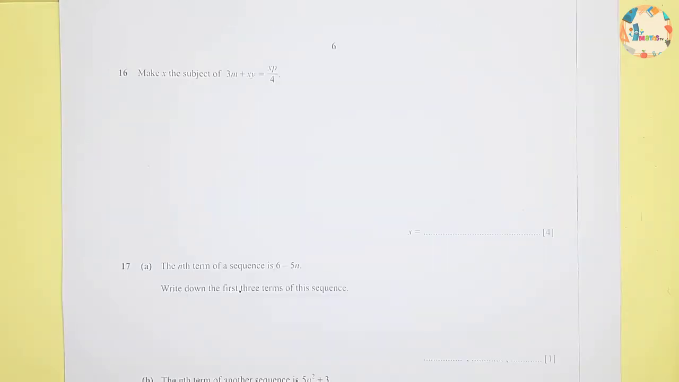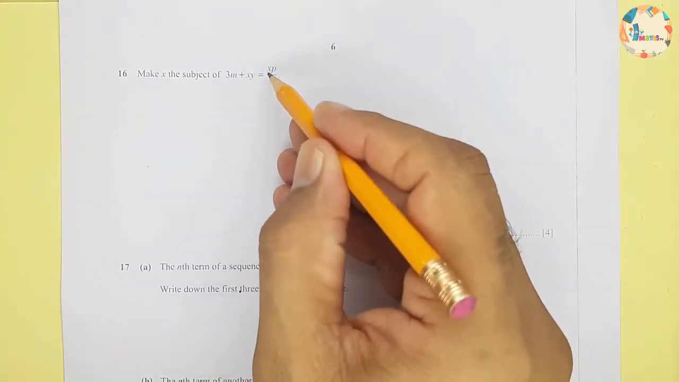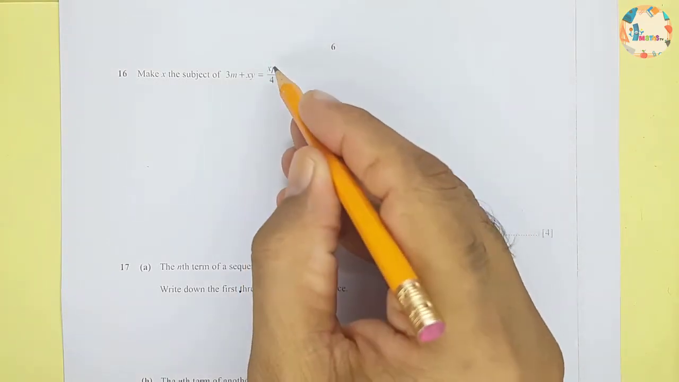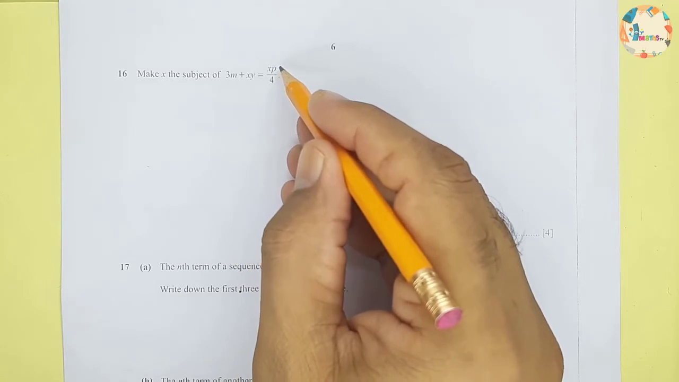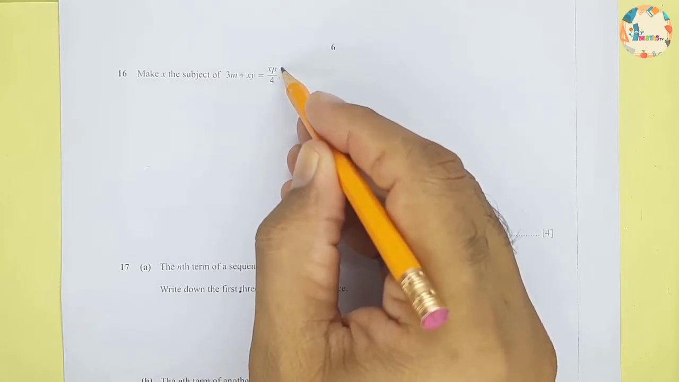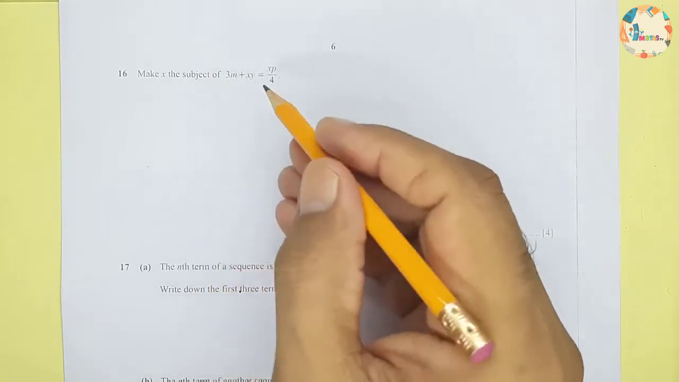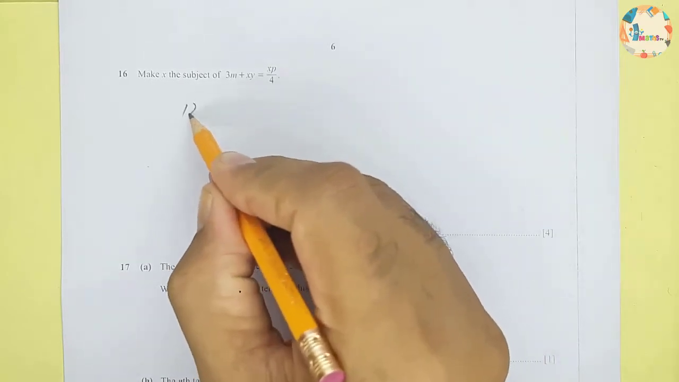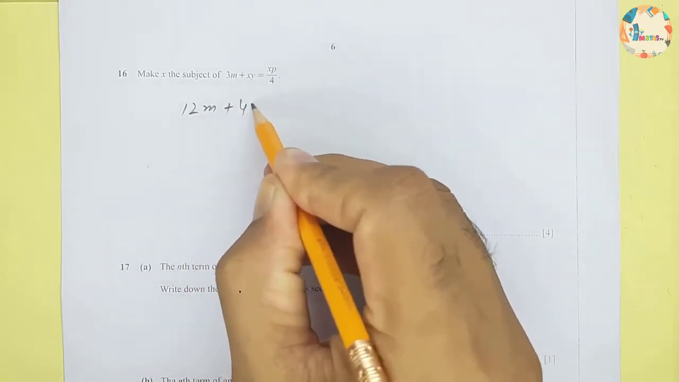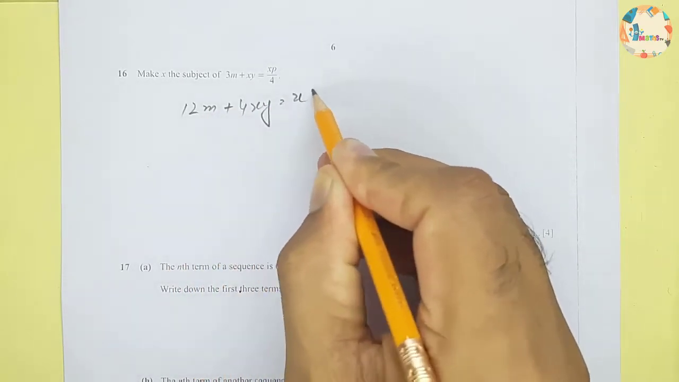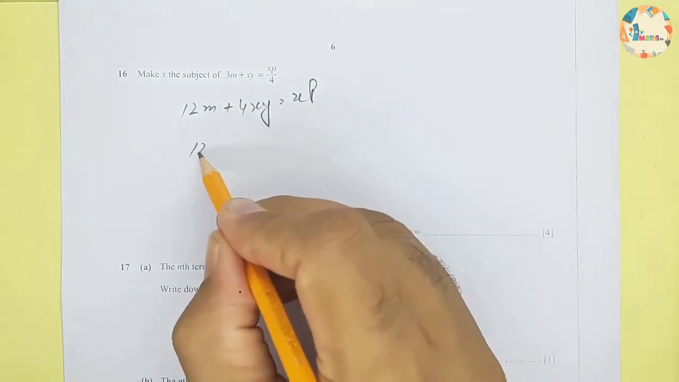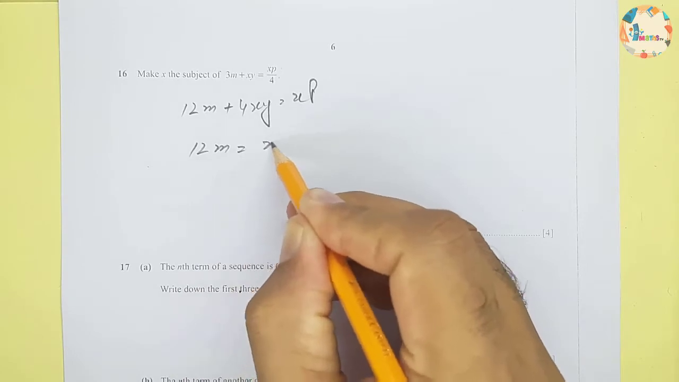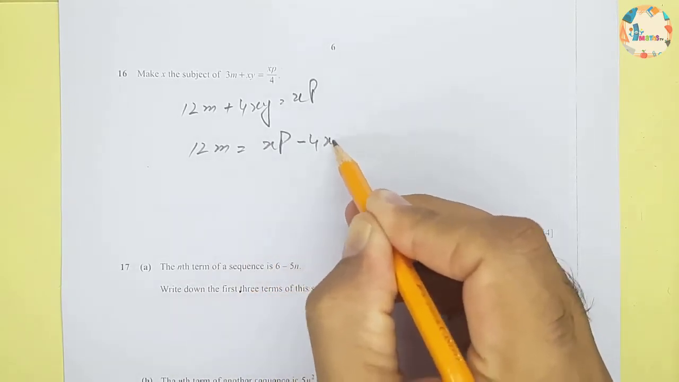Question number 16, make x a subject. So x is over here on this side as well, so we will shift x to this side, and first of all we will cross multiply, so it will be 12m plus 4xy is equal to xp, and we can shift this to other side, so 12m is equal to xp minus 4xy.